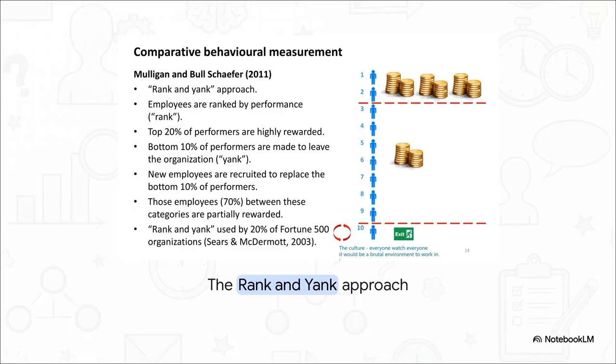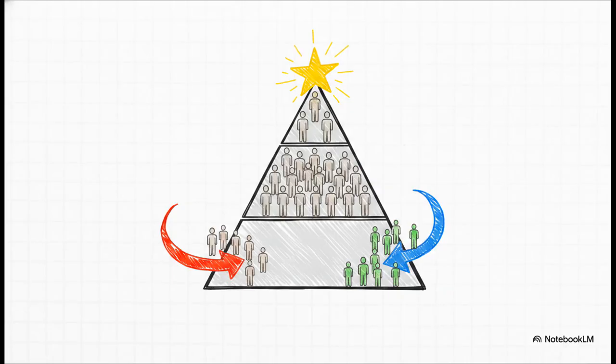Now, one of the most famous and definitely the most talked about comparative systems in the corporate world is a forced distribution model. You've probably heard it called rank and yank. In this model, an organization basically mandates that their entire workforce must be sorted into specific percentage buckets based on those comparative performance scores. The mechanics of this system are pretty straightforward, but obviously highly impactful.